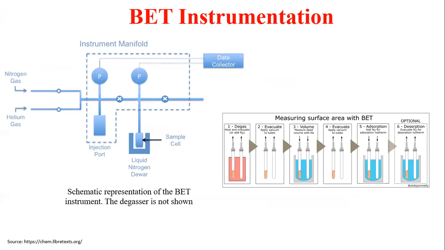Now let's come to the BET instrumentation. What kind of instrumentation we can use in case of BET, and what are the various processes we can use while doing BET. So this is a very brief representation of our BET instrumentation, but the degasser is not shown here. So this is the nitrogen inlet from which we can use nitrogen gas and helium gas while we do our BET experiment. This is the gas inlet in which we introduce the gas which we will use in the study of our adsorption mechanism.